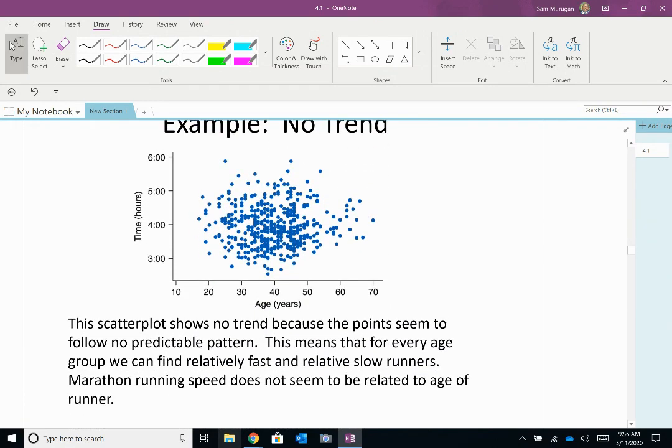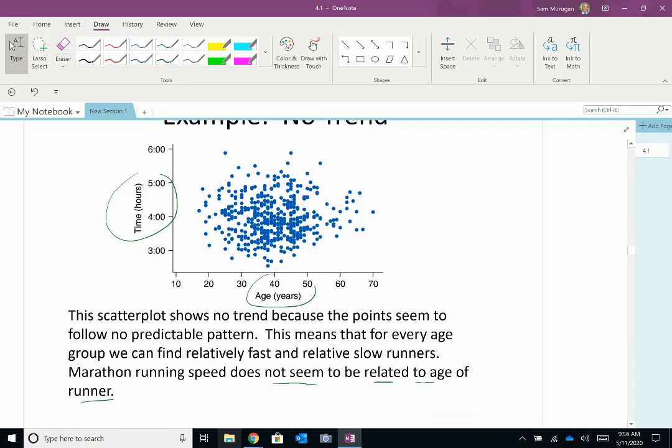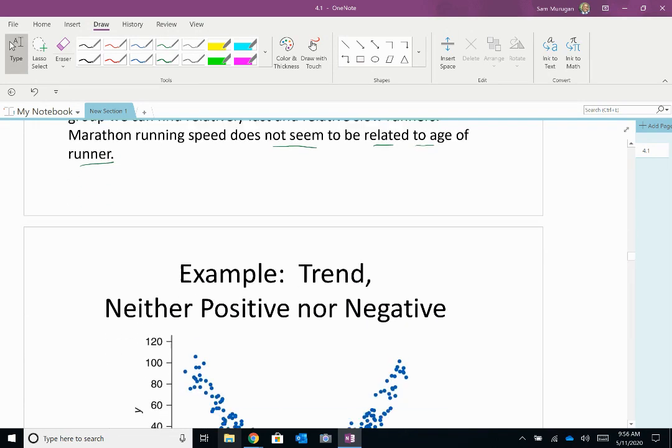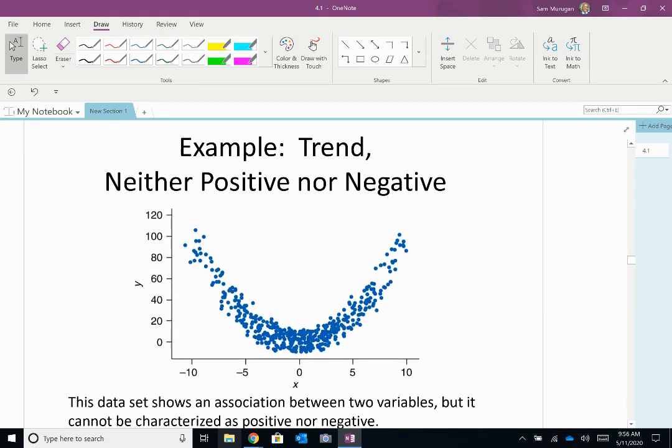In this particular case, there's no trend observed. There just seems to be a big cluster of data in the middle of the graph. This is the scatter plot for marathon runners. For every age group, we can find relatively fast or relatively slow runners. Marathon running speed does not seem to be related to the age of the runner, and this is generally true.